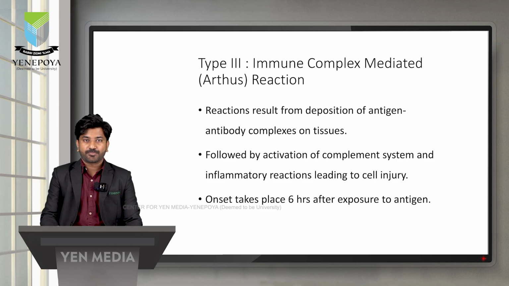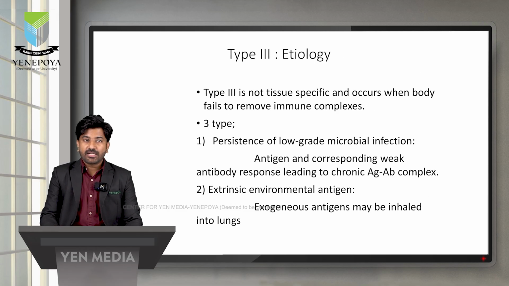the antigen. The etiology is that type 3 is not tissue specific and occurs when the body fails to remove the immune complex. Formation of immune complex, the antigen antibody complex, is a common way by which the antigen is removed from the body or destroyed in the body. If this antigen antibody complex, when formed, is not removed from the body, then it can deposit on the tissue, causing type 3 hypersensitivity reaction.